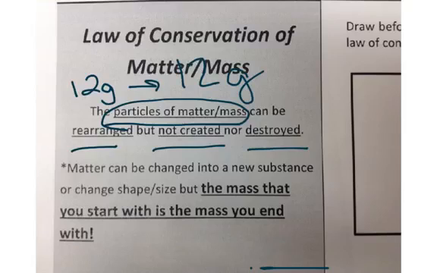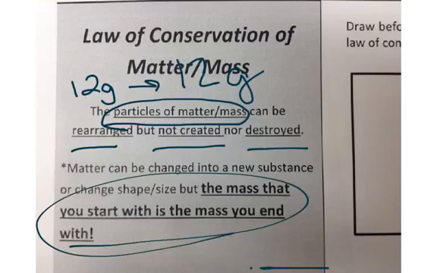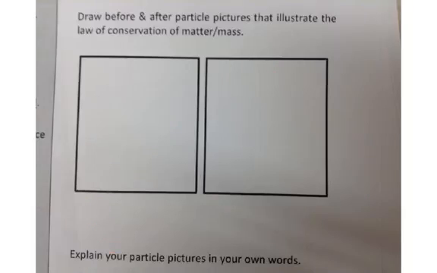So no matter what, I can't go up or down. Okay? Matter can change what it looks like, it can change its shape, size, but the mass you start with is the mass that you end with. This is a true statement. This is what chemistry is based primarily off of. So now it's important to draw, it asks you to draw a before and after particle picture that represents this. So I'm going to draw a solid, okay, and here are my lovely little particles. They are closely together, which means that they are a solid because they are right next to each other. They maintain their same shape and size.